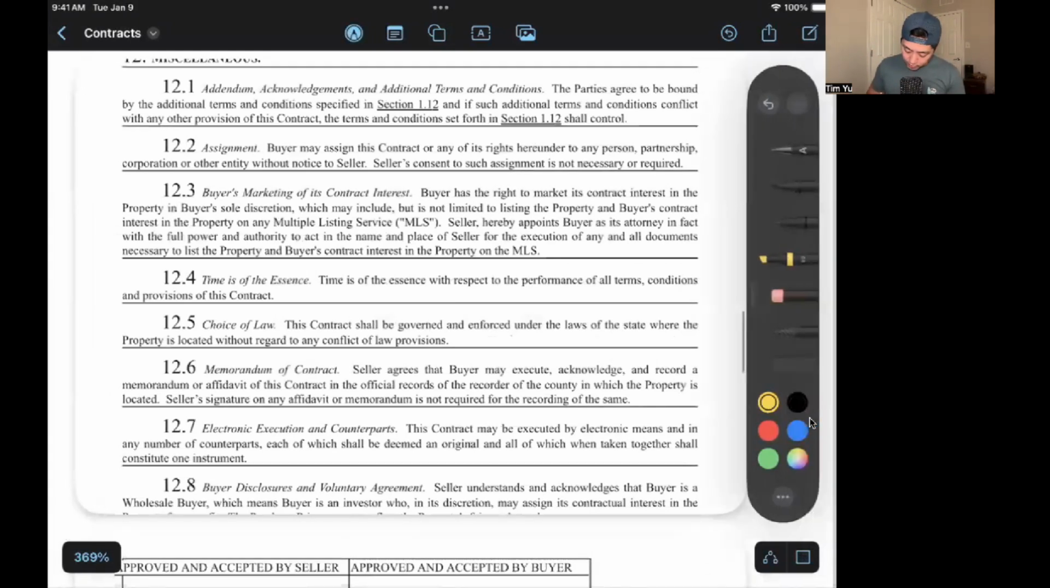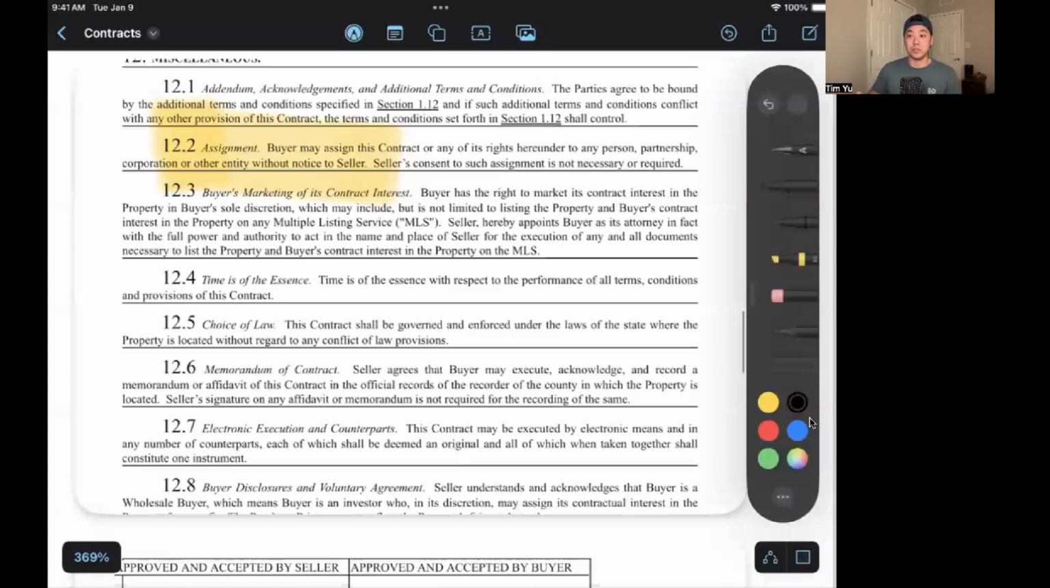But I do want to highlight one thing here. Number 12.2, assignments, right? If you do not have this in your contract, if you don't have assignment, so that the buyer, myself, can assign this contract to another person or entity, that makes it illegal, right? You have to be fully transparent that the contract is assignable. So you want to make sure that's in there.